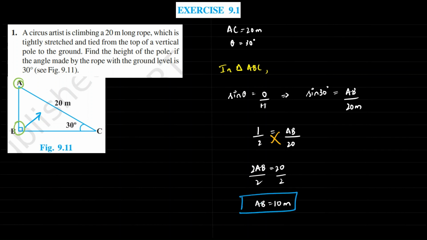Put a box around it. So find the height of the pole. So I can write that height of the pole is going to be 10 meters.